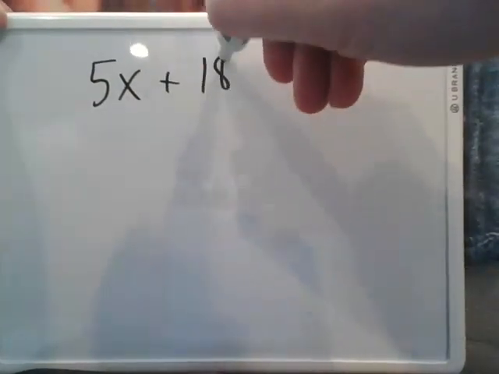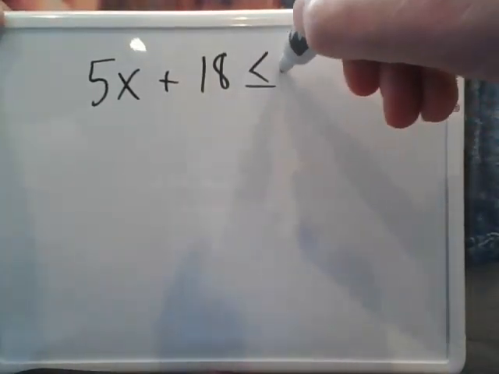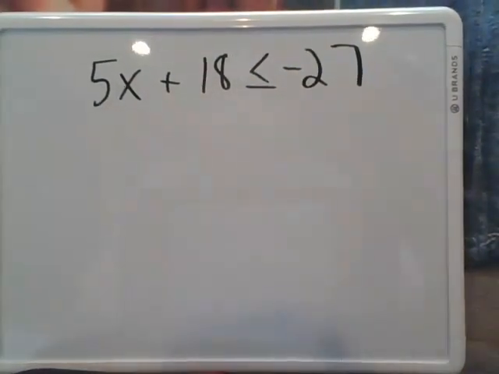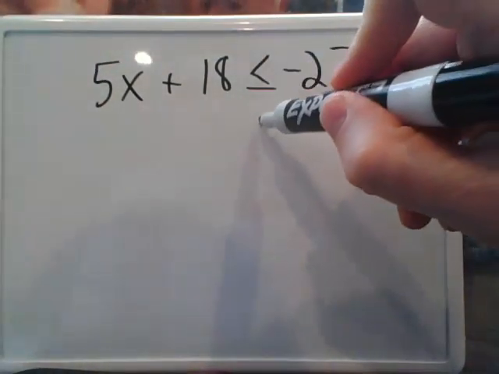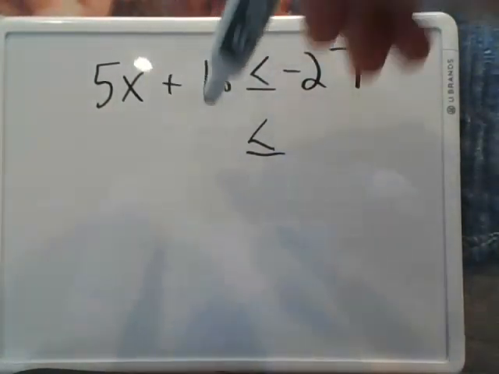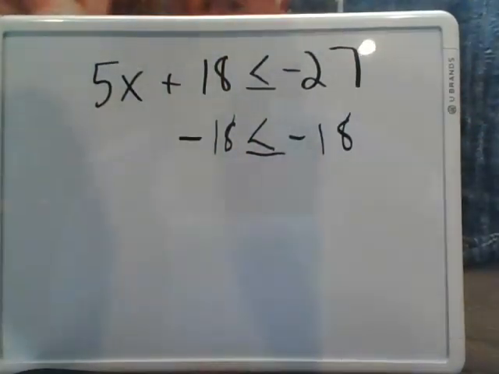Okay. So now let's try 5x plus 18 less than or equal to negative 27. So this is all the same way. Now this is negative, but this is not negative, so we're not going to change the inequality again, so that's going to stay the same for my first little operation here. This is a positive 18, so obviously I need to subtract 18 from both sides of my inequality.